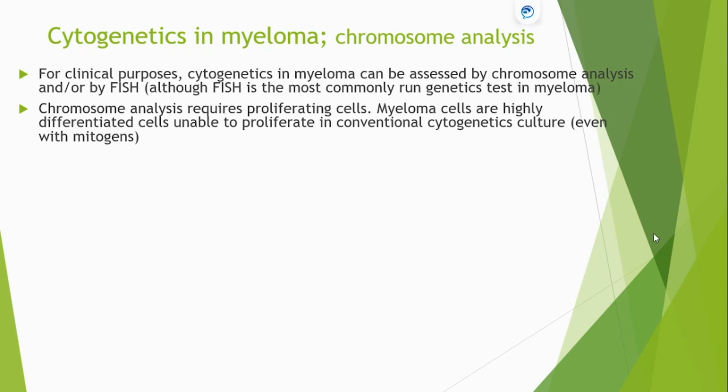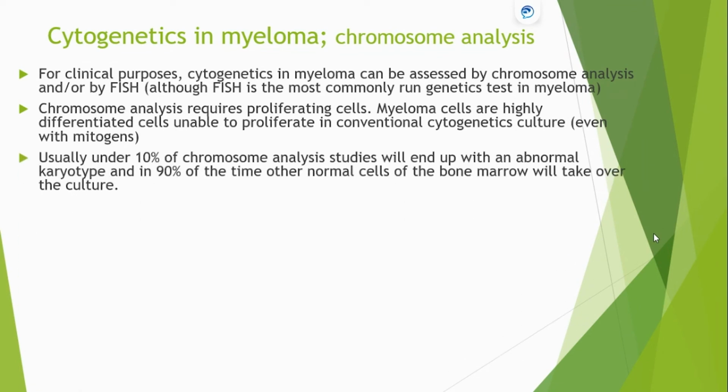The reason why is that chromosome analysis needs proliferating cells in the cytogenetics cultures, cells that get to the proliferation stage, to the phase of mitosis, so we can arrest the cells there, harvest or collect the chromosomes at that level, and do the chromosome analysis on them. But plasma cells are highly mature cells, and they rarely grow in a cytogenetics culture, even if you add mitogens to them.